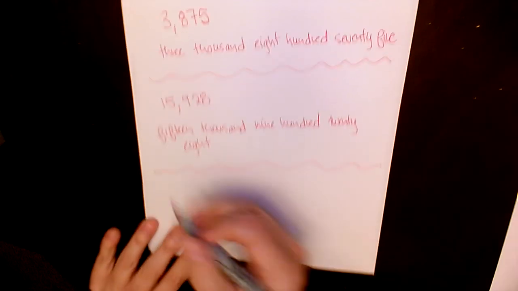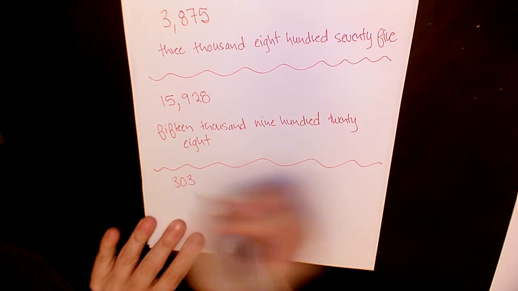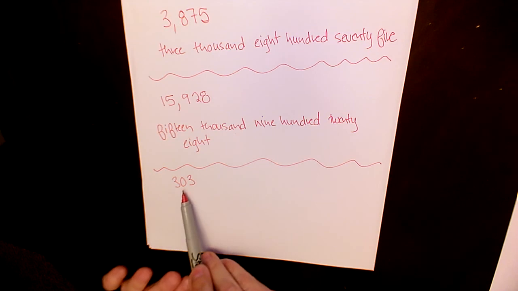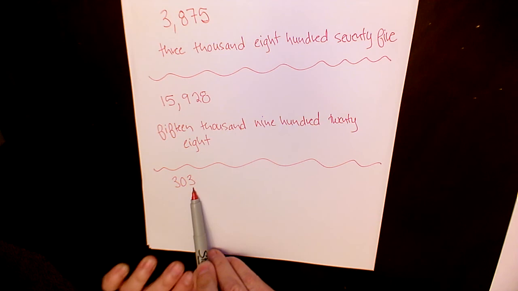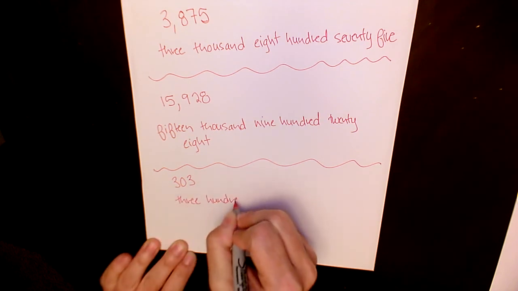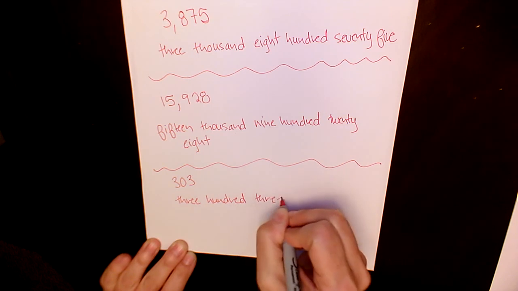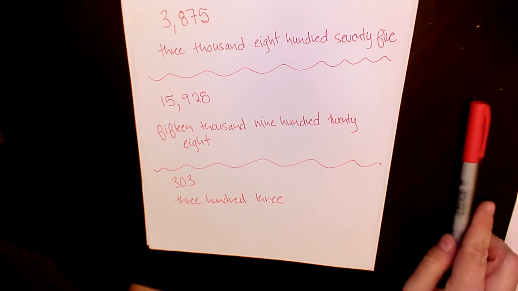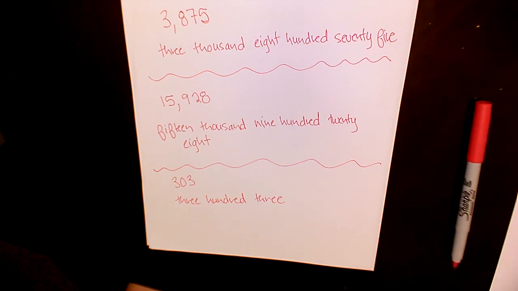If I had 303, I've got 300s, no tens, because I have a 0 in the tens spot, and 3 ones. So I would just simply write 303. And I think you're asked a couple of these questions on the WebAssign homework, to take the whole number and write it out in words.